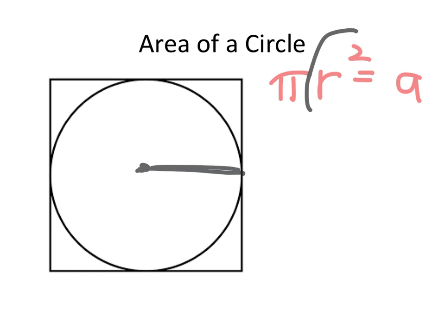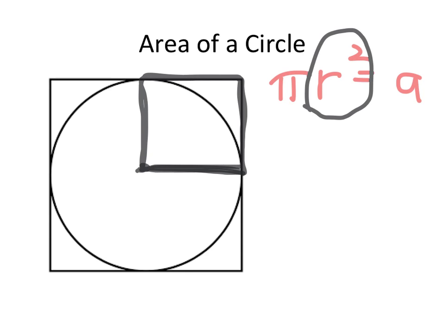What does radius squared then look like? It means that we're actually making a square out of the radius. We're taking the radius times itself. So what does that look like in a drawing? It means we're creating a square out of the radius. Each side of that square is the same length as the radius. So there we have radius squared.